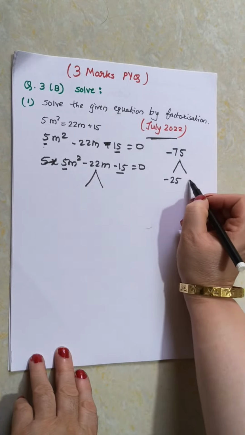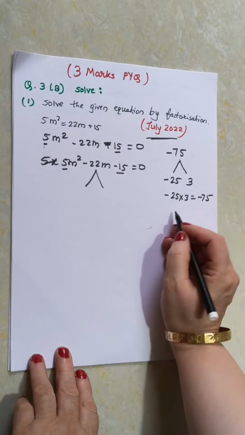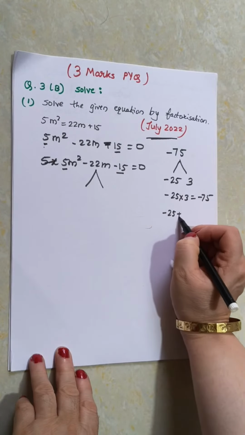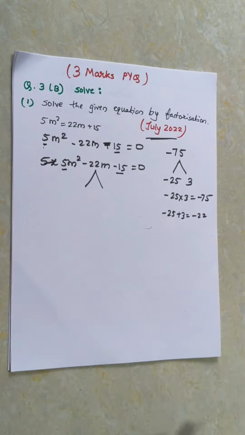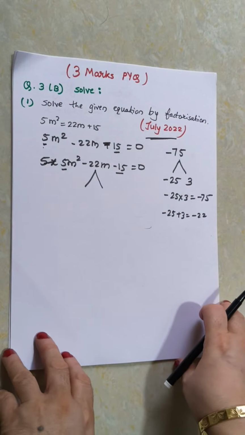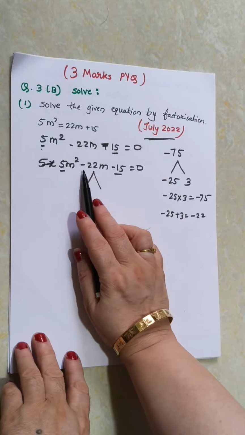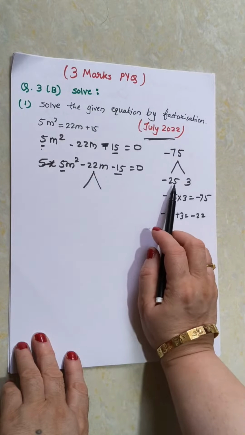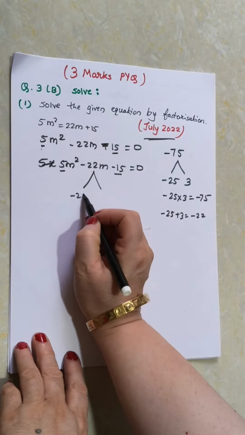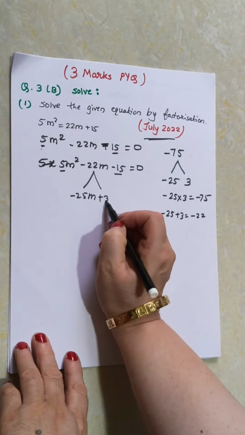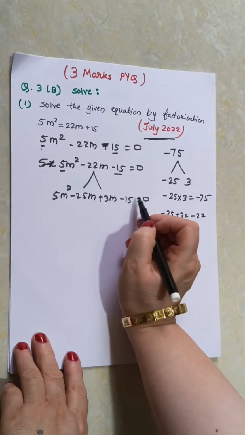So negative 25 threes are. If I multiply negative 25 into 3, the answer is negative 75. And if I add negative 25 plus 3, it will be negative 22. So which are the two factors? Hi, Abhijit. So which are the two factors of negative 22m? They are negative 25 and 3. So this middle term we will be splitting in two parts, that is negative 25m plus 3m. Let us write first term 5m square and last term minus 15 is equals to 0.